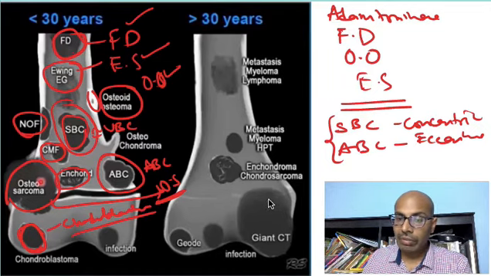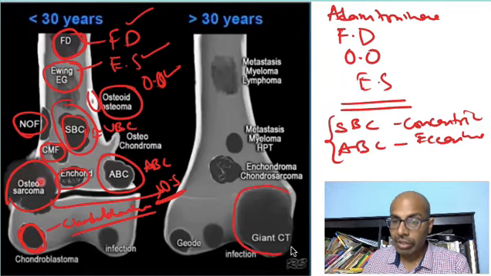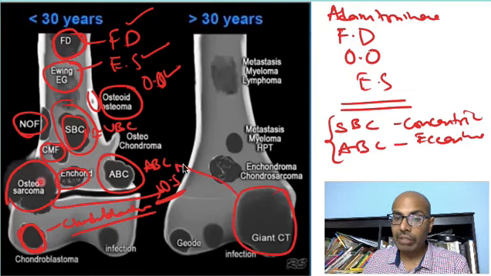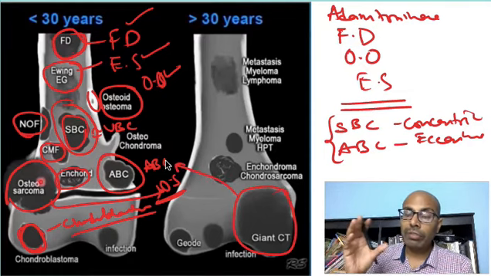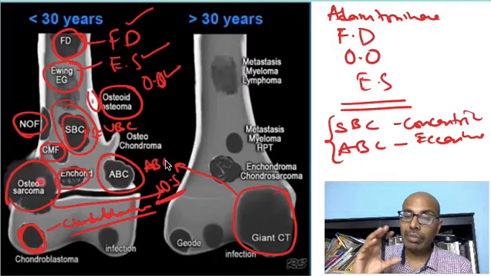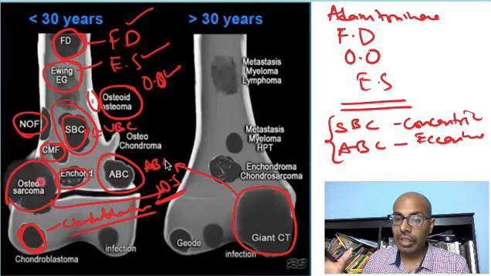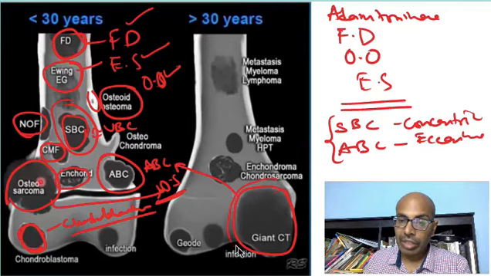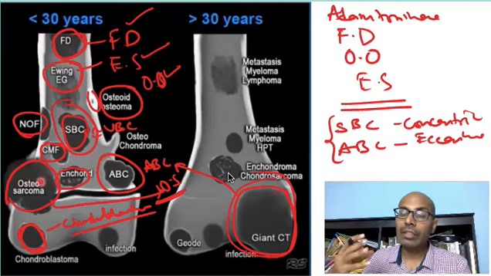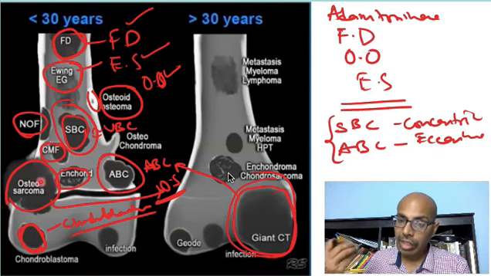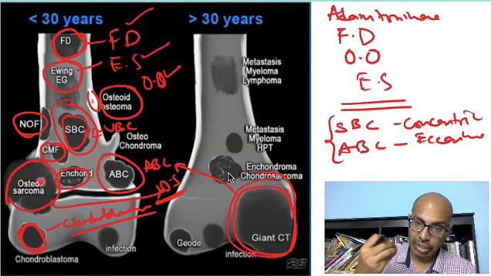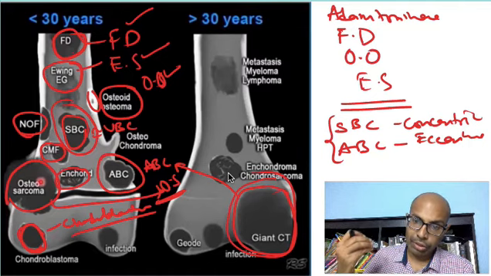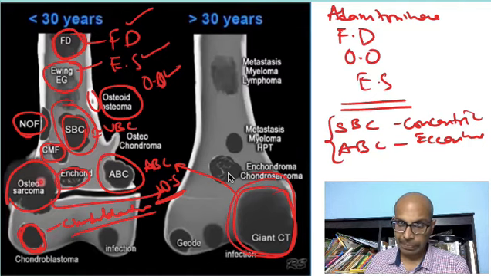After the fusion of the physis, you have the giant cell tumor. Giant cell tumor and ABCs are difficult to differentiate. Before the closure of the physis, ABC has a higher chance of occurring. After the closure of the physis, a lesion starting from the metaphysis and extending into the epiphysis is a giant cell tumor. So after closure of the physis or growth plate, it is giant cell tumor, and before closure of the physis, it is ABC. Both tumors are eccentric in nature.